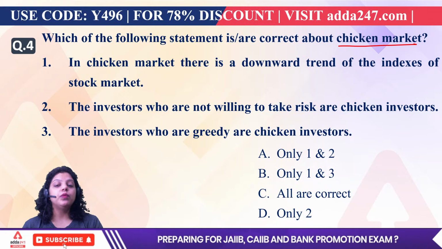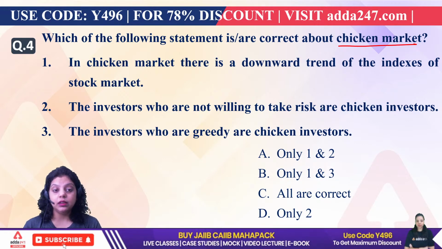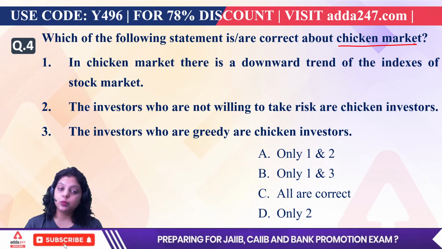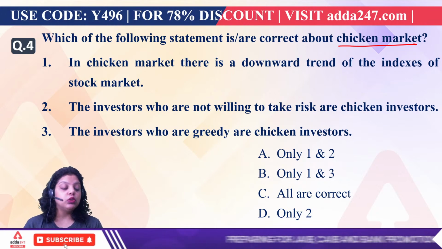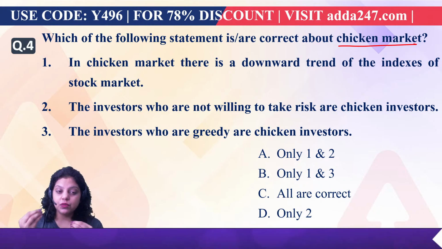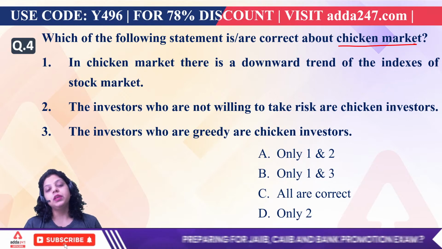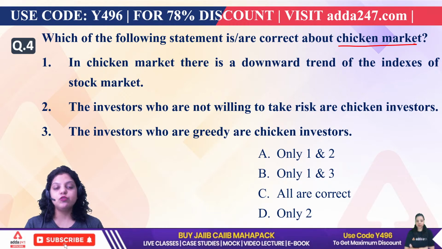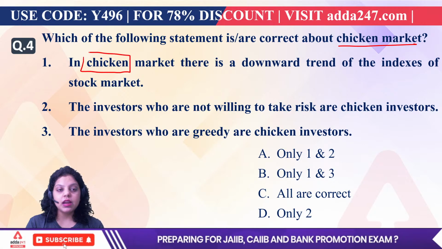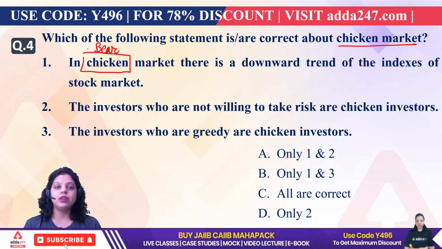We know SEBI is known as the watchdog of the capital market. And there are certain investors who have been given names as per types of animals. Different types of investors are known by different names of animals. So here we are talking about chicken market. If we talk about the first statement, it is saying in chicken market there is a downward trend in the index of a stock market. No, that is not chicken market, that is bear market. Bear market is the market where there will be a downward trend of indexes.